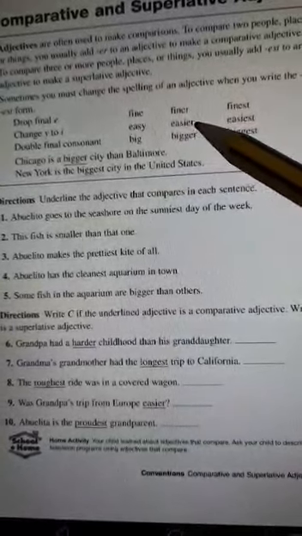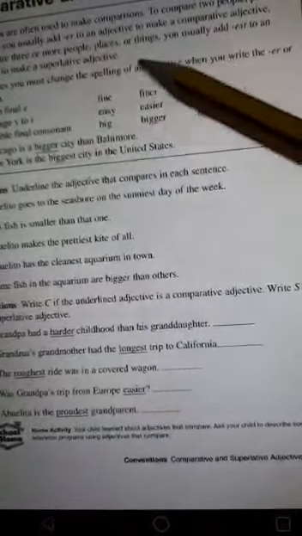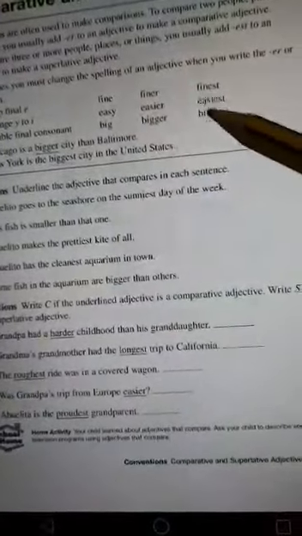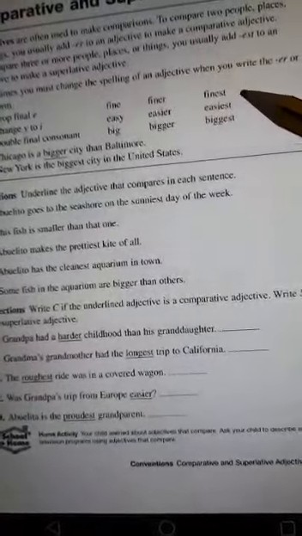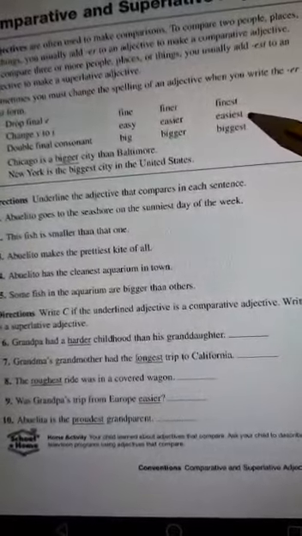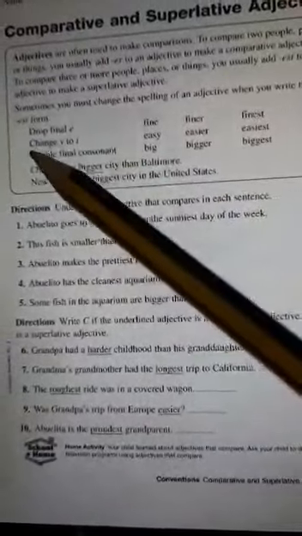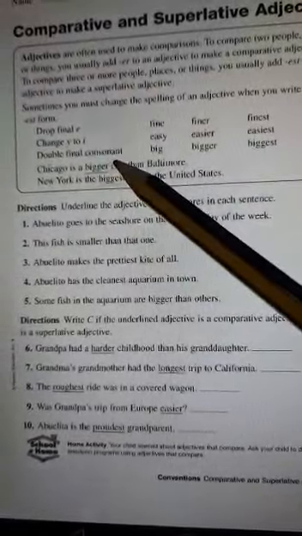It will be easier. Now what about superlative? The same. You will drop the Y and put I, then EST. This is now the way of superlative: easiest. Now, the third case, which is double final consonant.